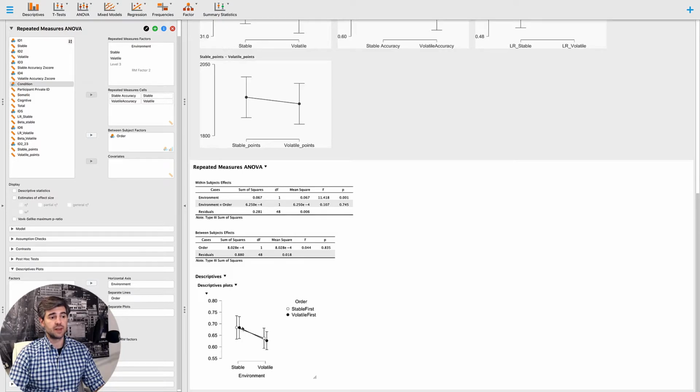There is still an effect where people are more accurate in stable than volatile environments, but you can see that whether they did stable first or volatile first has no effect. And we have no environment by order interaction. We also do not have an effect of the order.